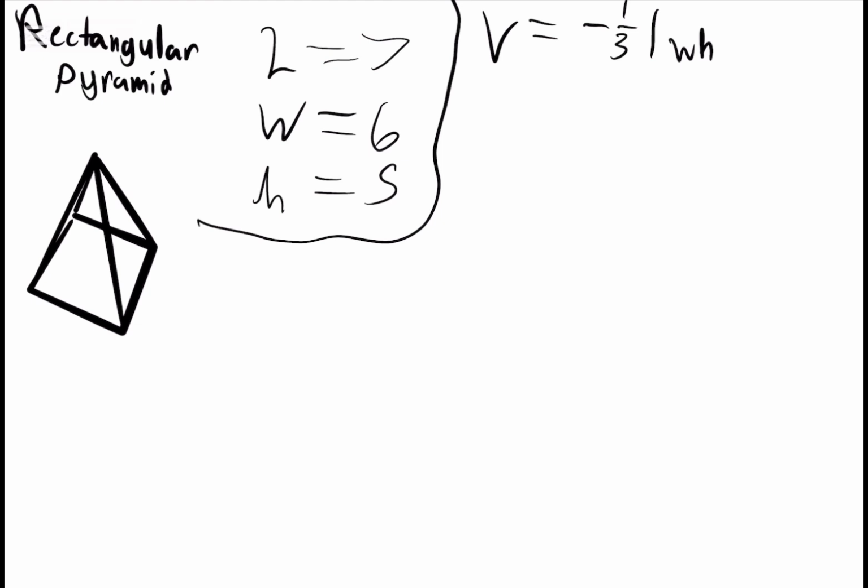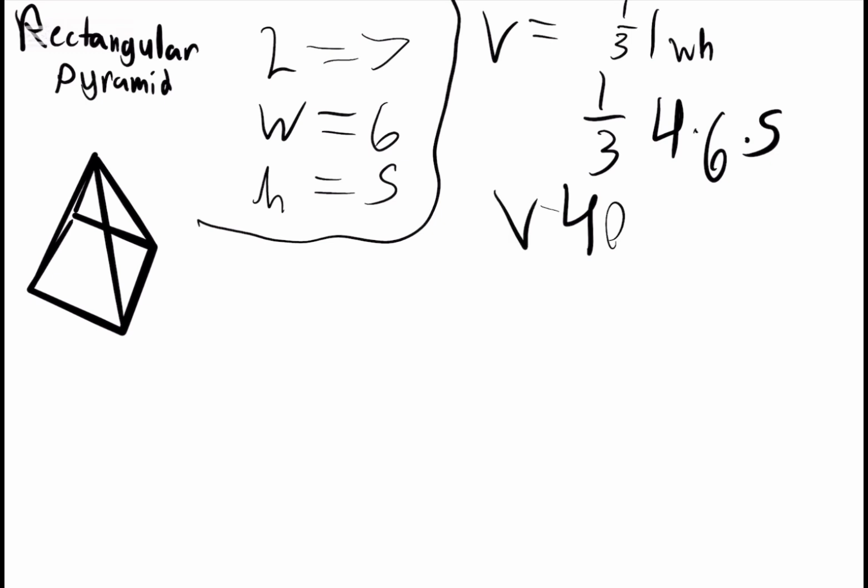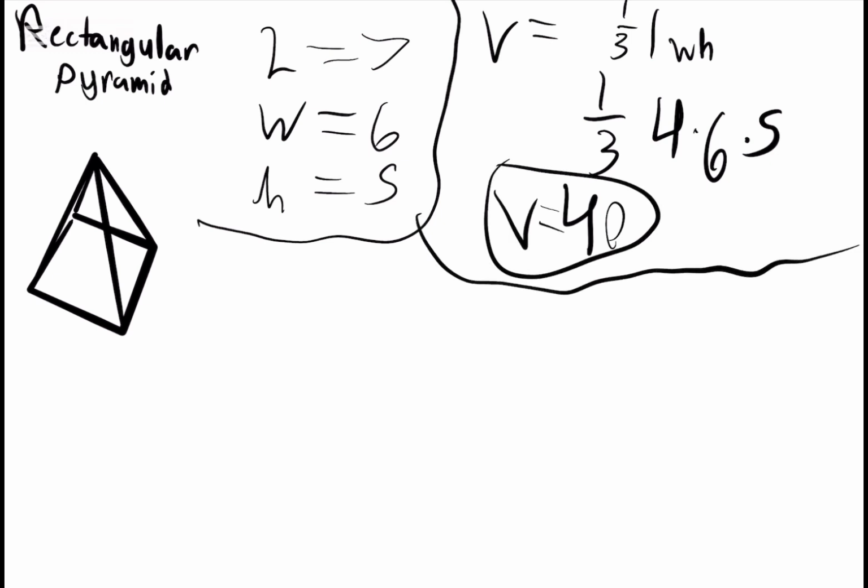So it would be 1/3, and this is non-negative, so we would use 1/3, 4 times 6 times 5, making our volume 40. That's how you find volume for a rectangular prism.